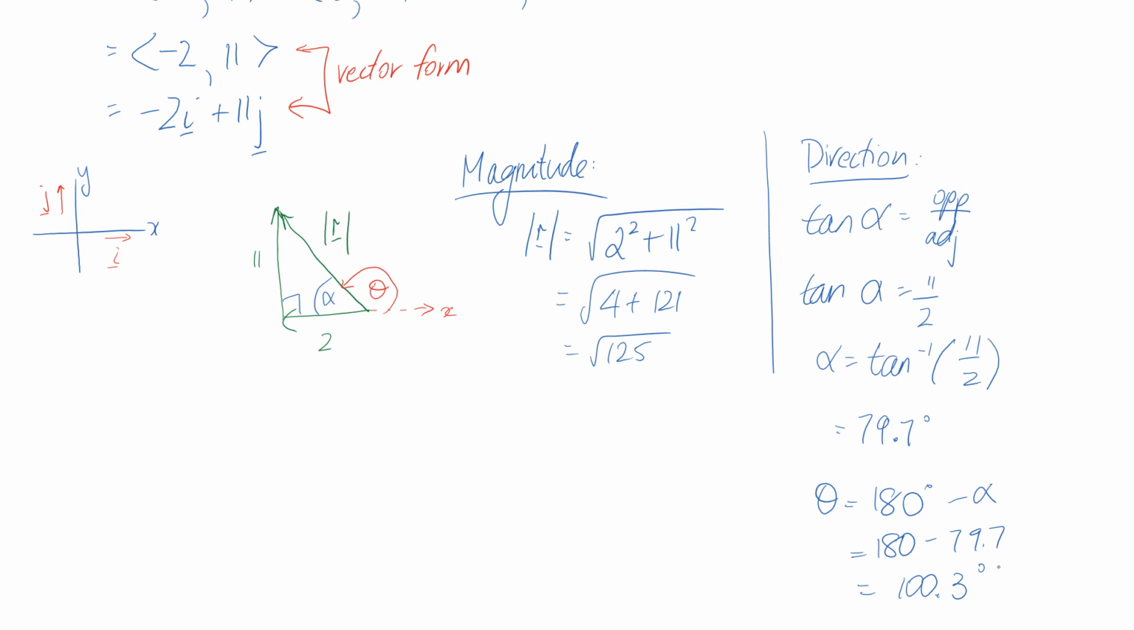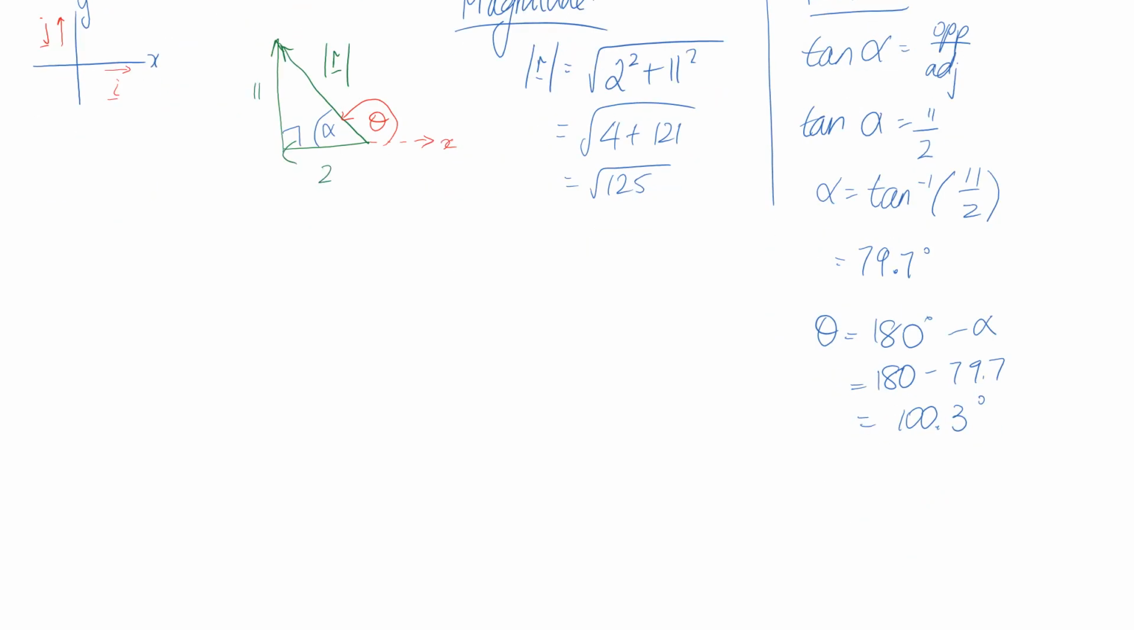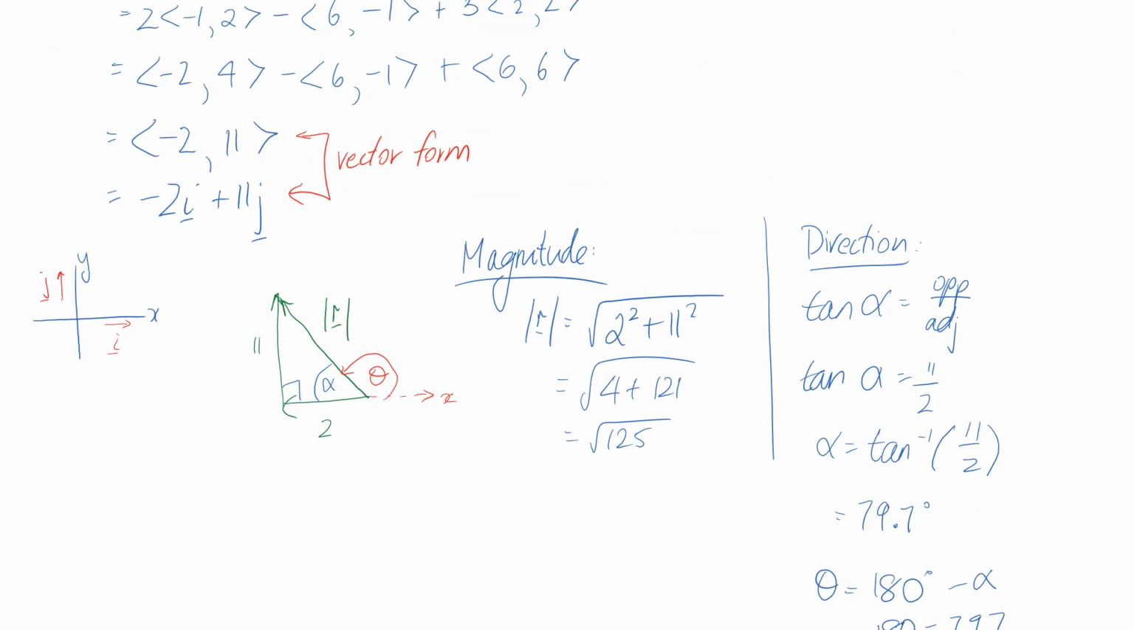So the final step now is just to put it all together in terms of our magnitude and direction. So I can say that my vector, r, is equal to a magnitude of square root 125, acting at an angle of 100.3 degrees, and remembering that that's measured counterclockwise from the positive x-axis. So just to re-emphasize, this is our magnitude and direction form of that vector. So this expression here is equivalent to these vector ones up the top. So that's all there is in terms of this question.